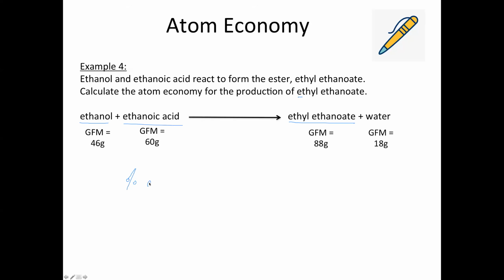So our percentage atom economy, the mass of desired products, so it's 1 mole of ethyl ethanoate, so that'd be 88 grams, divided by total mass of reactants, so that's 46 grams for the 1 mole of ethanol, plus 60 grams for the 1 mole of ethanoic acid, times by 100. So 88 divided by 46 plus 60 times by 100 gives you 83%.